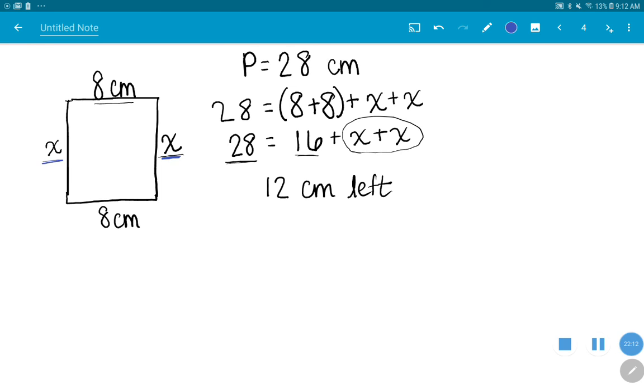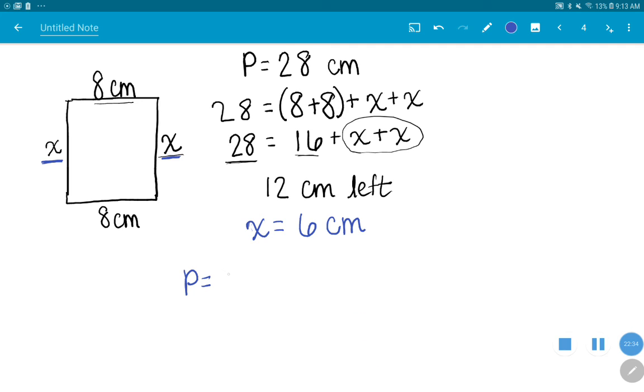This and this together have to equal 12. And we know that they have to be the same. Well, I know that 6 times 2 equals 12. So x has to equal 6 centimeters. Let's try it and see if we're correct.